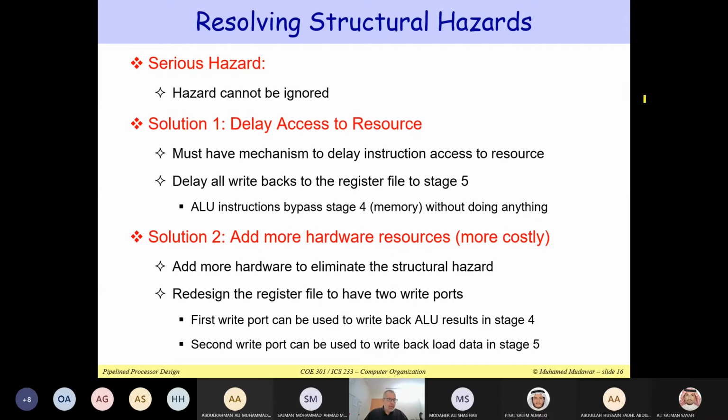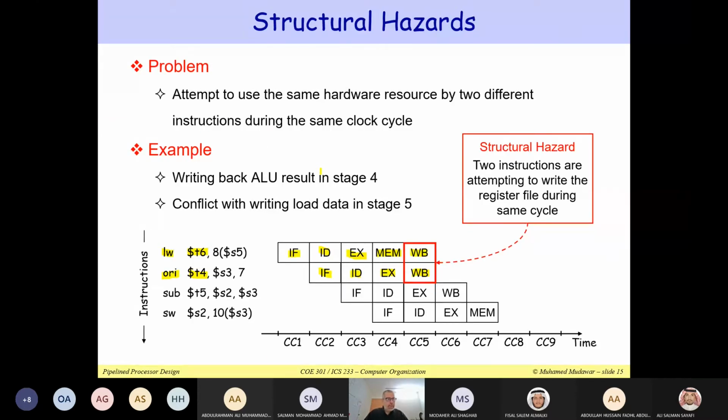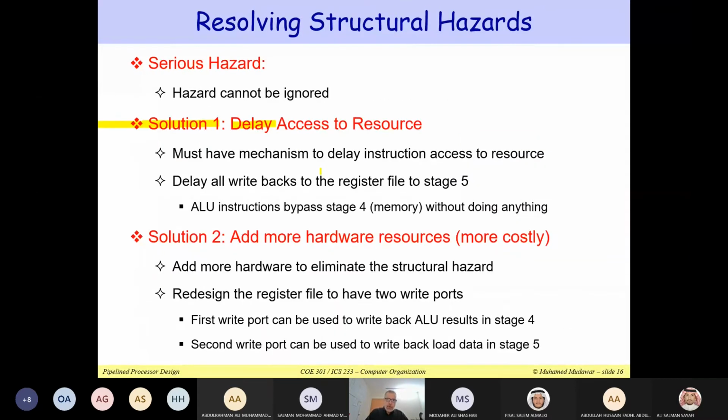First, the hazard is serious, so we cannot ignore it. We have to do something about it. Solution number 1 is to delay the access to the resource. It means we must have a mechanism to delay the instruction's access to the resource. In our example, the resource here is the register file. So we want to write to the register file, and we can force all the write-backs to take place in stage 5. That's delaying the access to the resource.